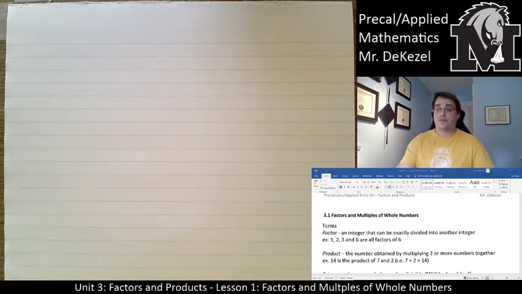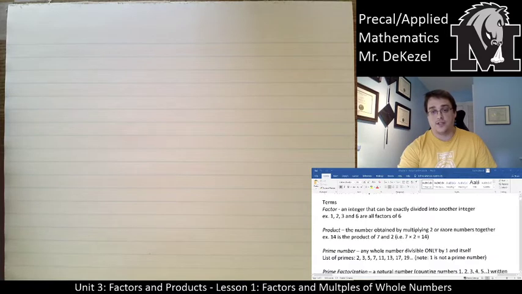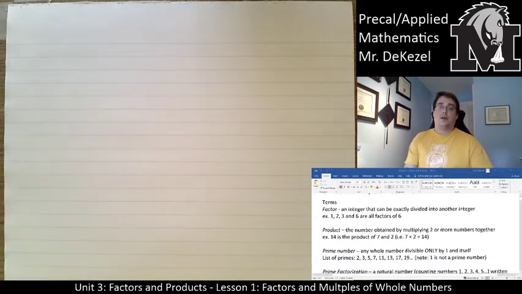So we'll start with some definitions. A factor is an integer that can be exactly divided into another integer. So for example, 1, 2, 3, and 6 are all factors of 6. You divide 6 by 6, you get 1. You get another whole number out. A product is the number obtained when you multiply two numbers together. So 14 is the product of 7 and 2.